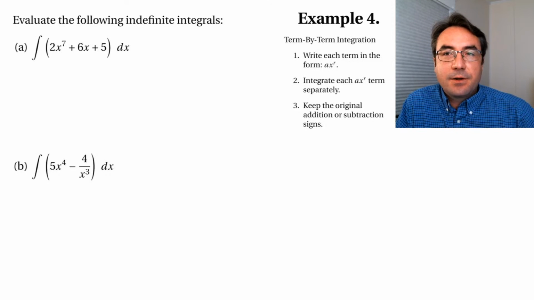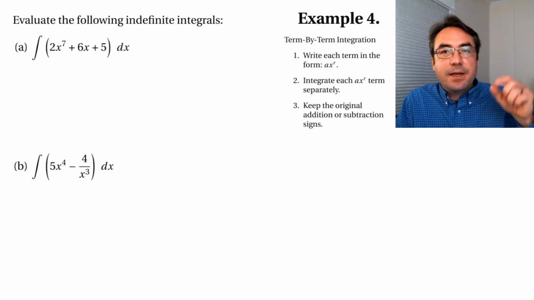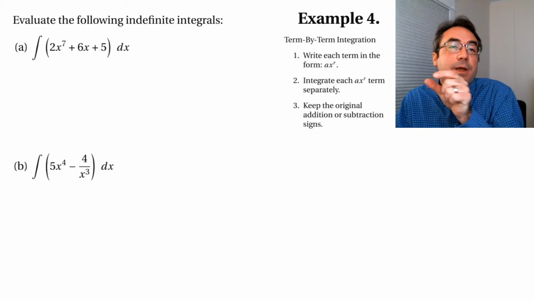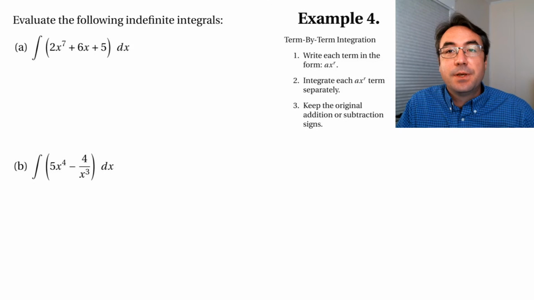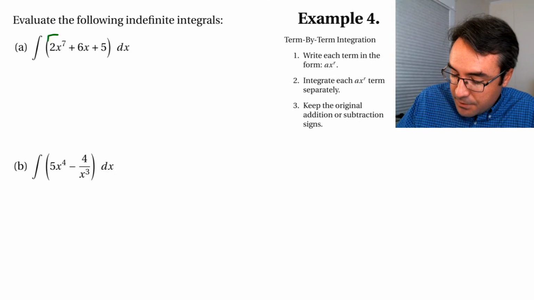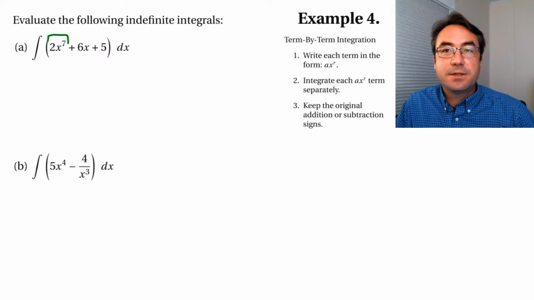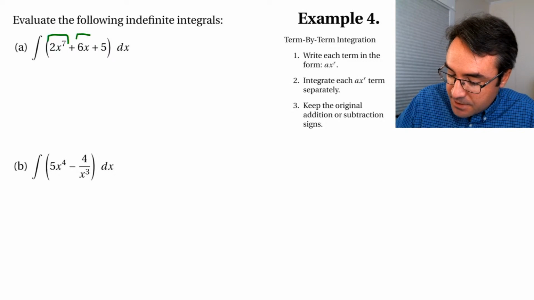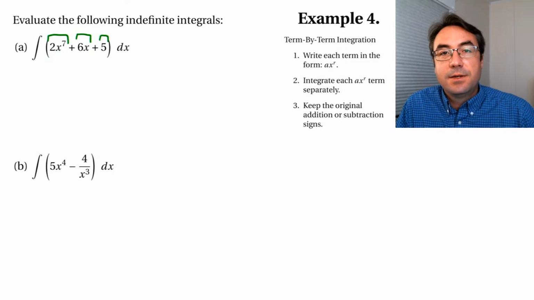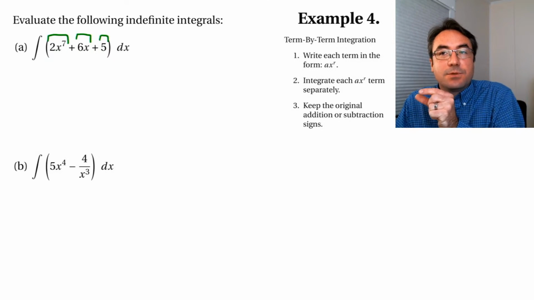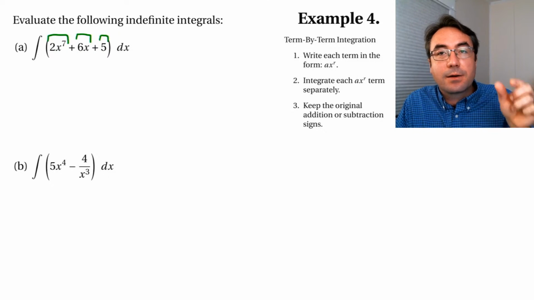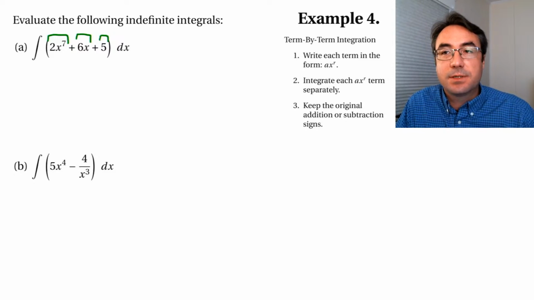So when we look at an integral, we just want to identify each of the distinct terms. And those are really the things that are separated by addition or subtraction. So when I look at this integral, the one we just did, I'm really seeing 3 terms. I see the 2x to the 7, I see the 6x, and then I see that plus 5 at the end. So when we look at each of those terms, we want to write them in the form a times x to the power r. We want to write them as a constant multiple.